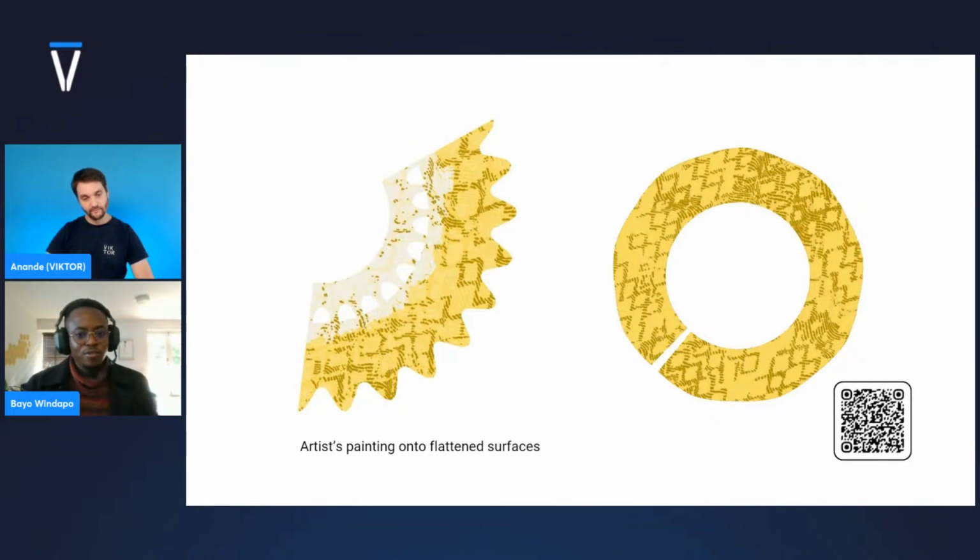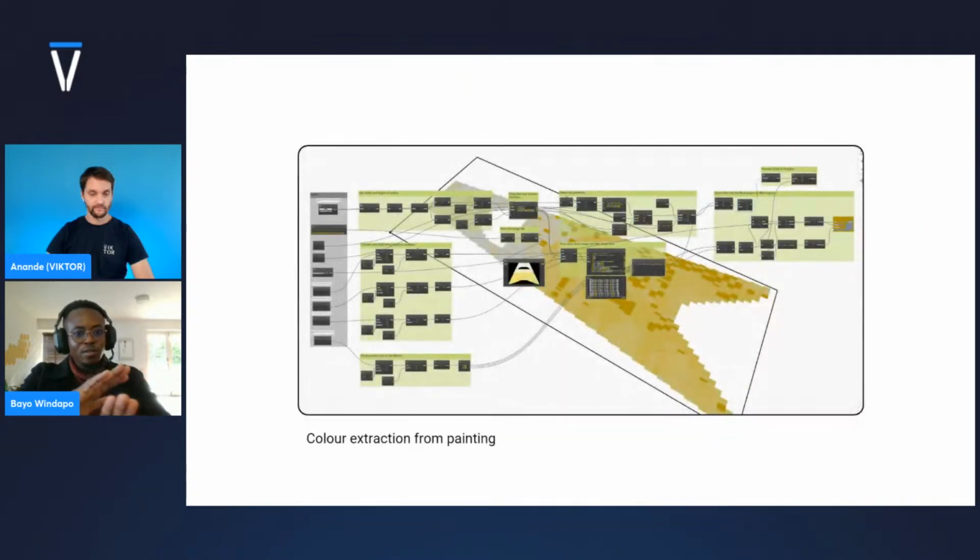And so we got this artwork from her, and the next step was to go back into Dynamo with those pieces and start using Dynamo to pick the colors at different points, and then throwing it onto the dome surface, for instance, as you can see here.